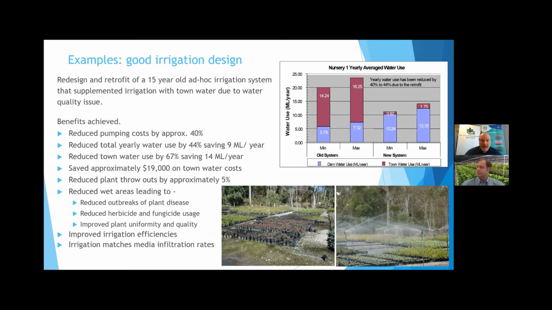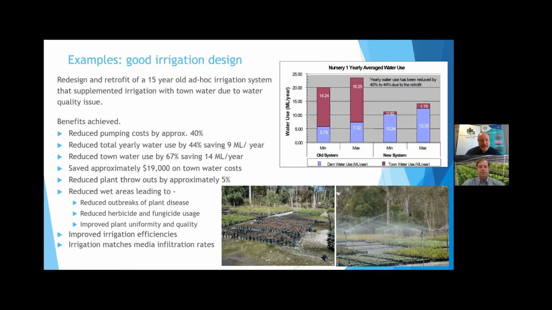The water quality improved because he wasn't irrigating so much, and they realised that they didn't need to use as many chemicals to control the pests and diseases, as the wet areas dried up and the pest and disease problems tended to stop. It was a rather expensive retrofit.